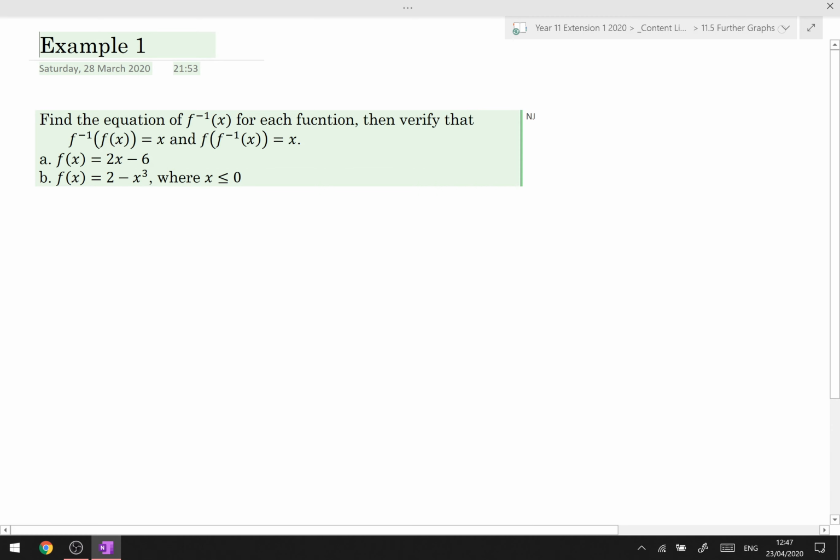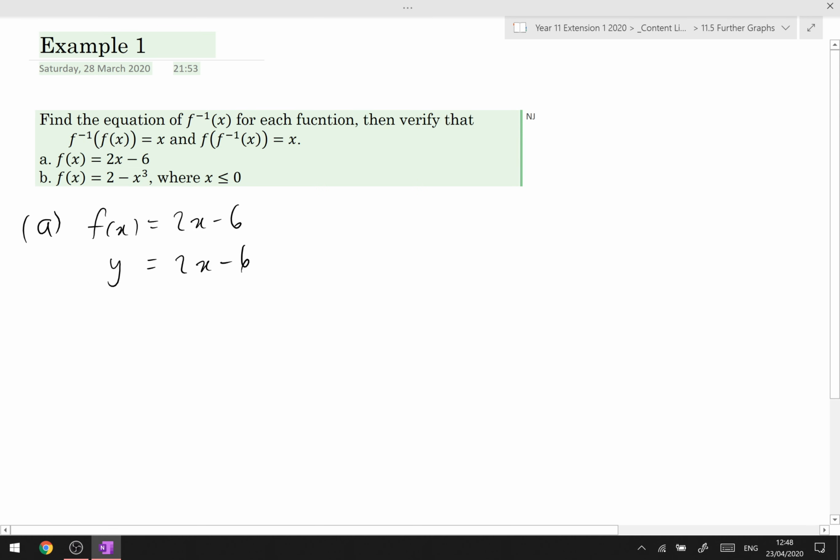Okay, so let's look at the first example. So find the equation of f of minus 1 of x of each function, and then verify that, so basically you're doing your composite functions to prove that it's equal to x, so that it is the, what's the word I'm looking for? It is the inverse. So what we're going to do is write out our function, so f of x is equal to 2x minus 6. Then I am going to replace the f of x with y, so it becomes y is equal to 2x minus 6.